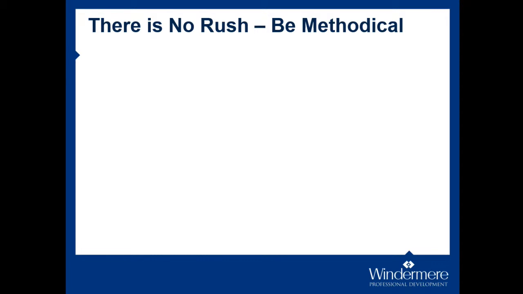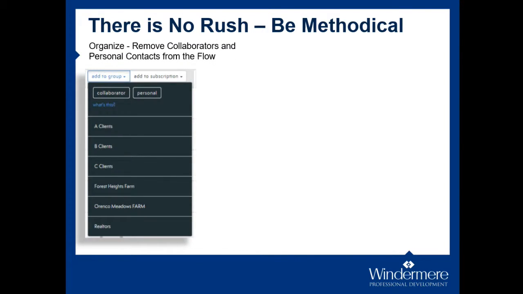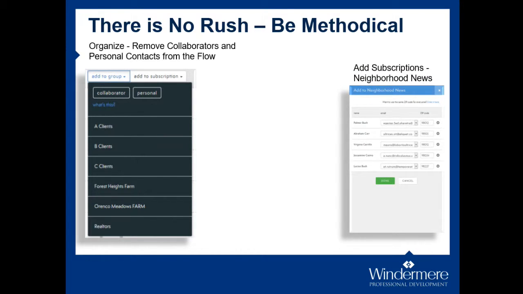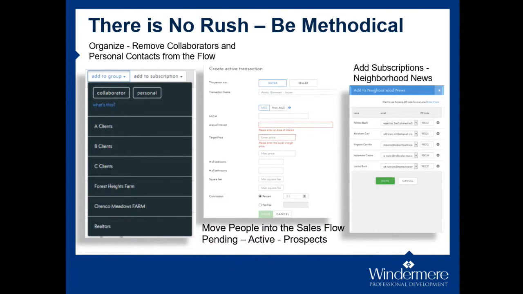So, take your time. Organize people first. Get collaborators and personal contacts out of the system by adding them to those categories. And then choose what groups you want to add them to. You've created all those cool new groups. Add people to them. Then what? Then start adding people to those subscriptions. Get them in neighborhood news. Get them in the listing announcement subscription. And then finally start moving them into the sales flow. Pending, active, prospects, whatever. Get them in the flow.